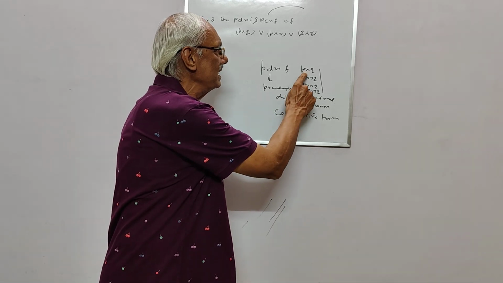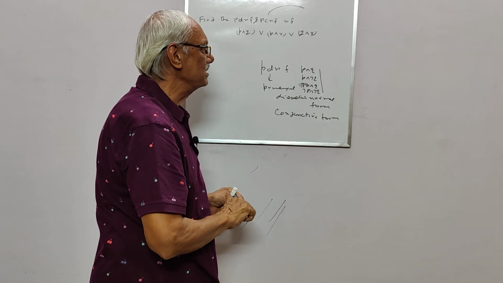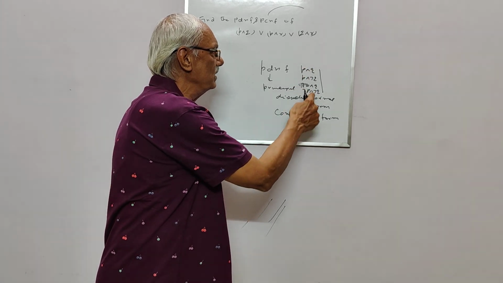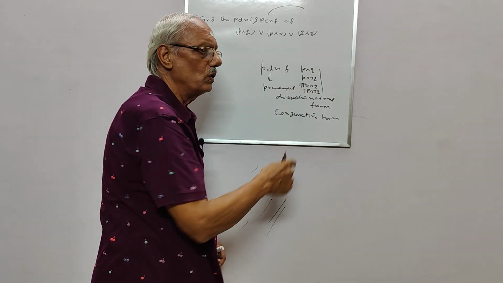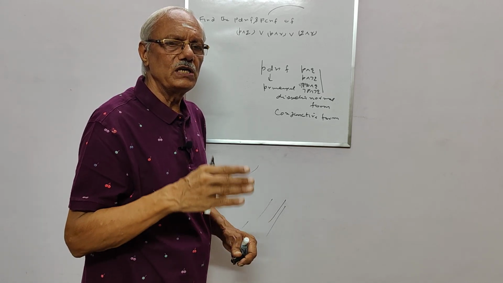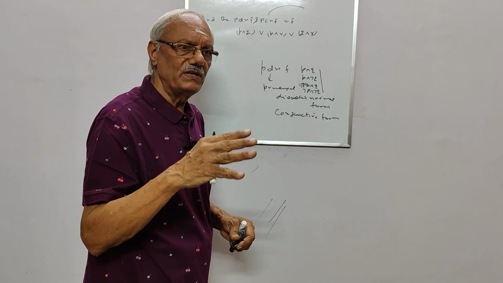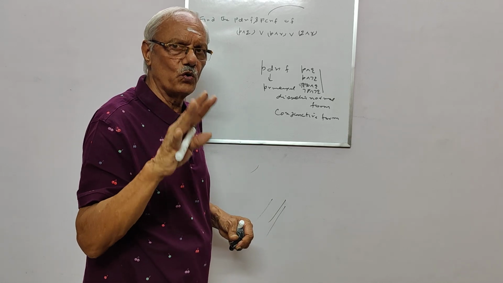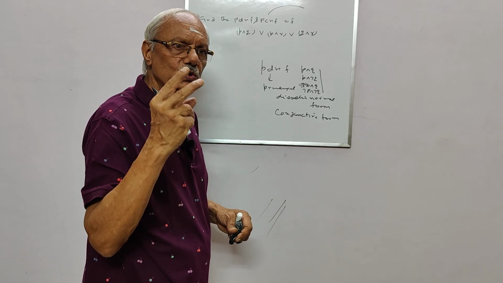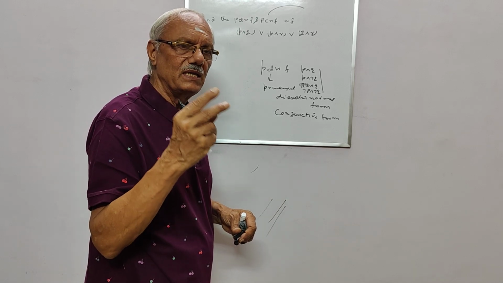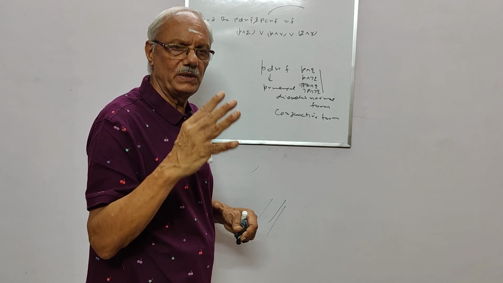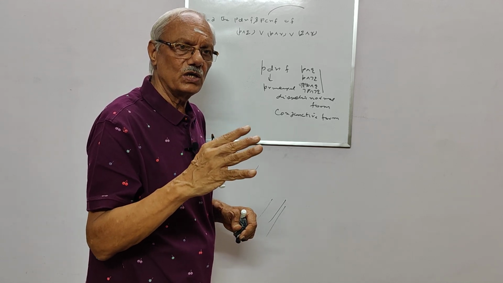If I say max terms, take the duality of this. That means take all this conjunction and replace it by disjunction, and you get your max terms. So even in max terms you will have only 4 terms. If there are two variables, there can be a maximum of 4 max terms and 4 min terms. They are called canonical terms.